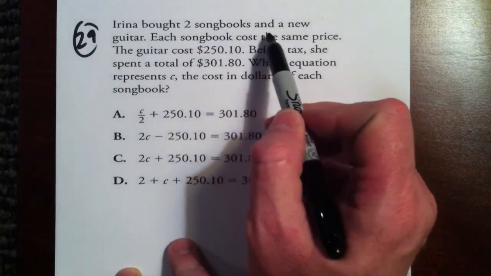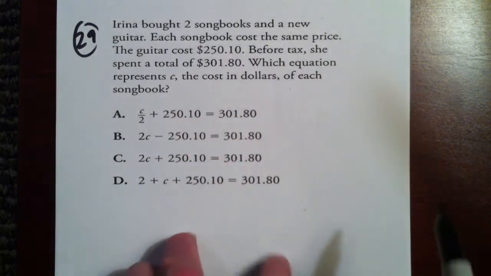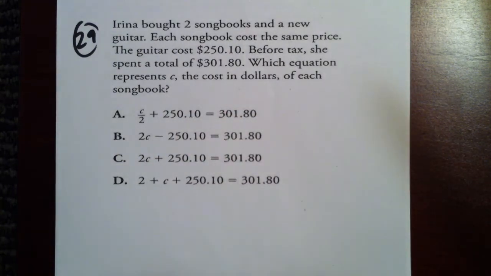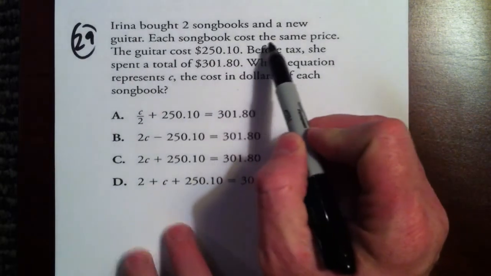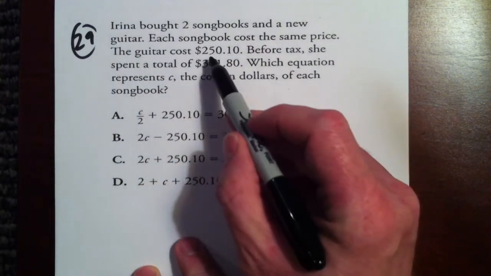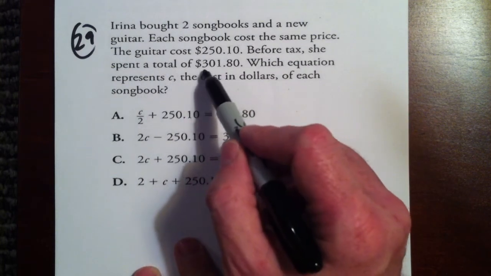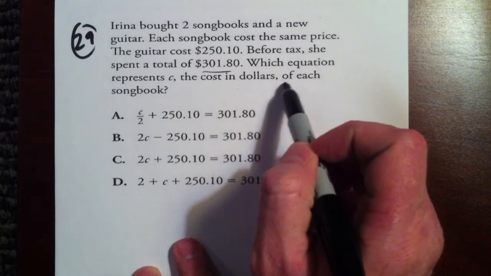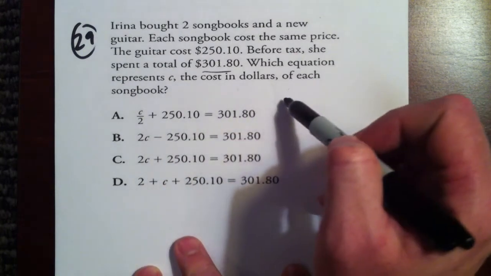Arena bought 2 songbooks and a new guitar. Each songbook cost the same price, so if one was $5, they were both $5. If one of them was $10, the other one was $10. Each songbook cost the same price. The guitar cost $250.10. Before tax, she spent a total of $301.80. Which equation represents C, the cost in dollars of each songbook?